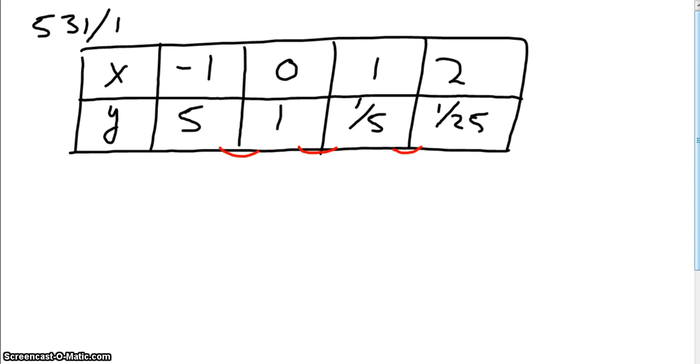How do I get from 1 to 1/5? You could divide by what? Okay, let's see. If I divide by 5, let's try it here. Dividing by 5, 5 divided by 5, does that equal 1? Yes. 1 divided by 5, does that equal 1/5?